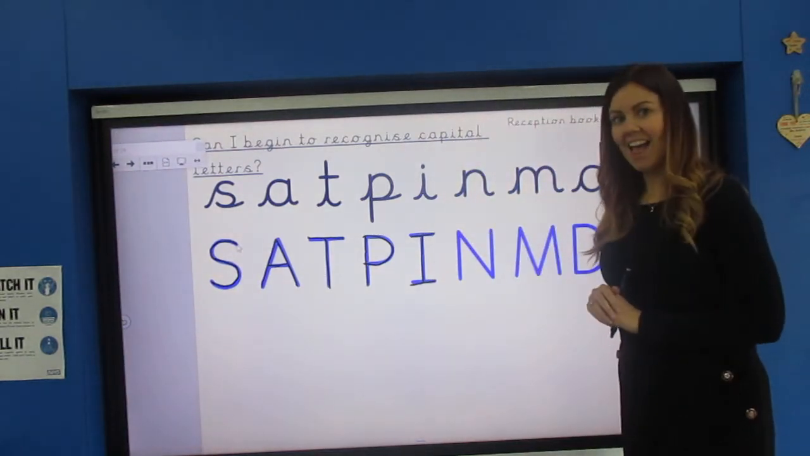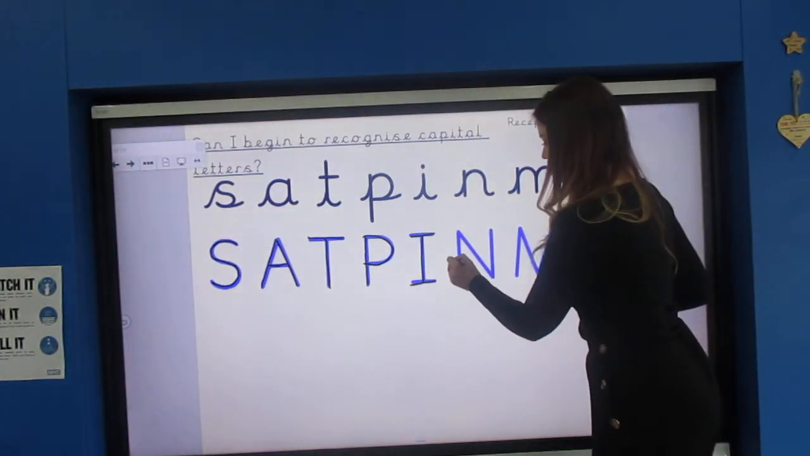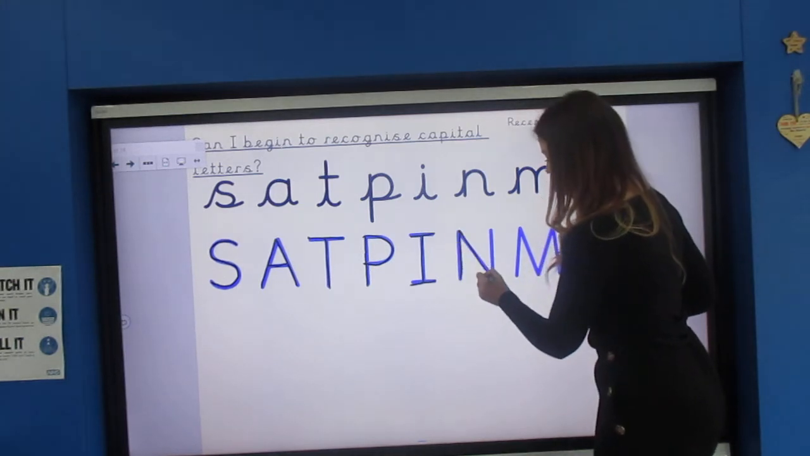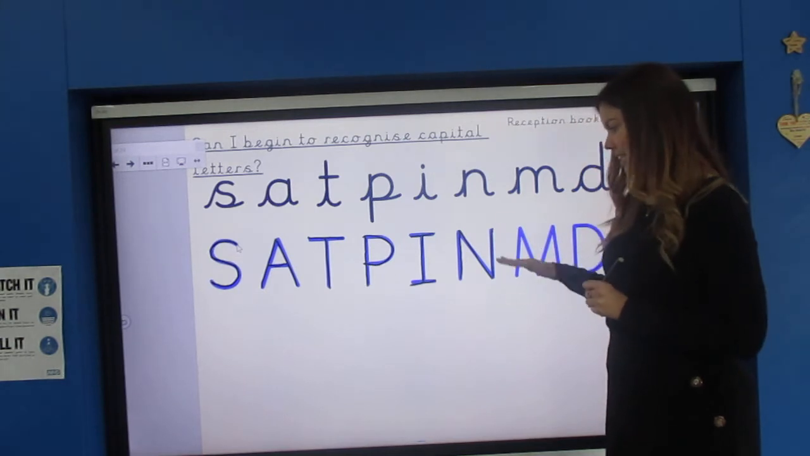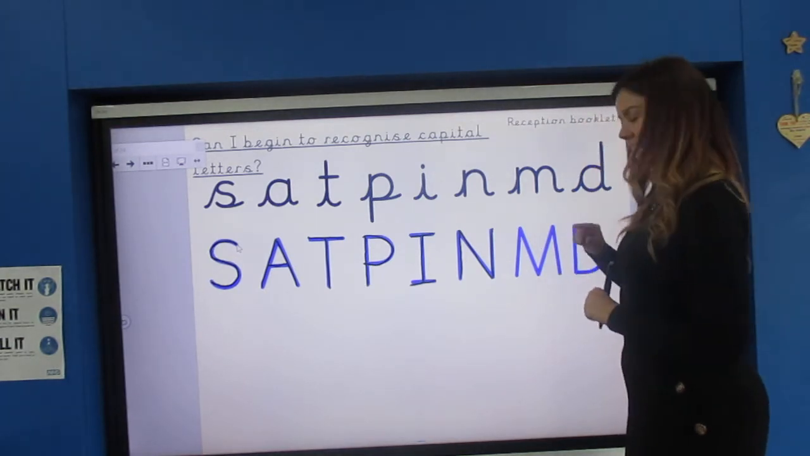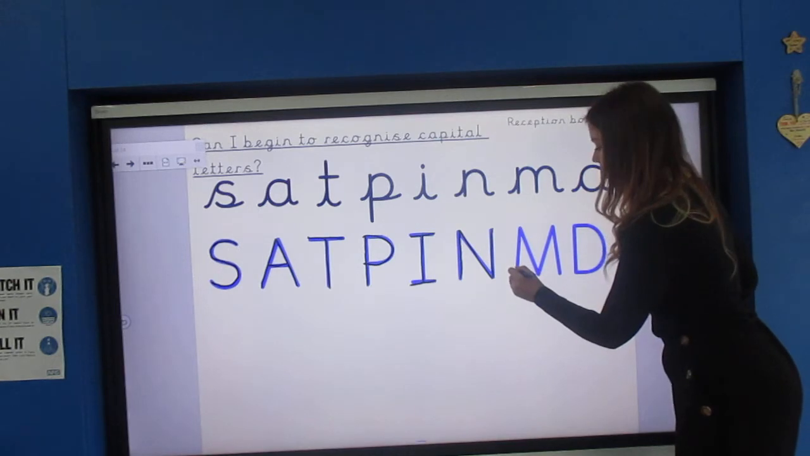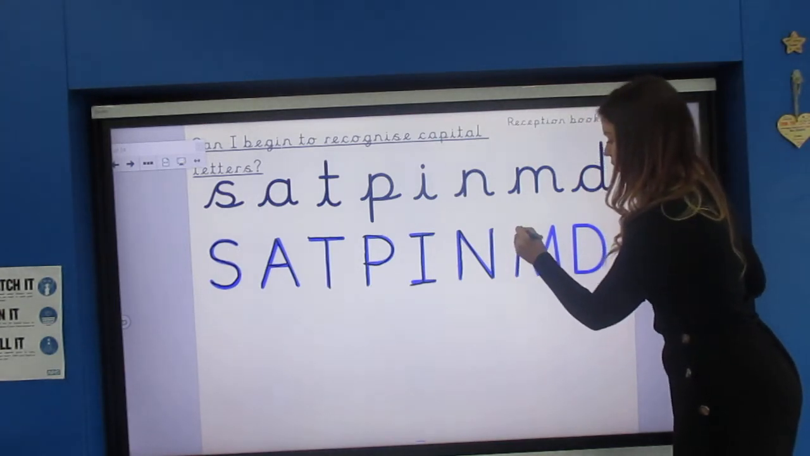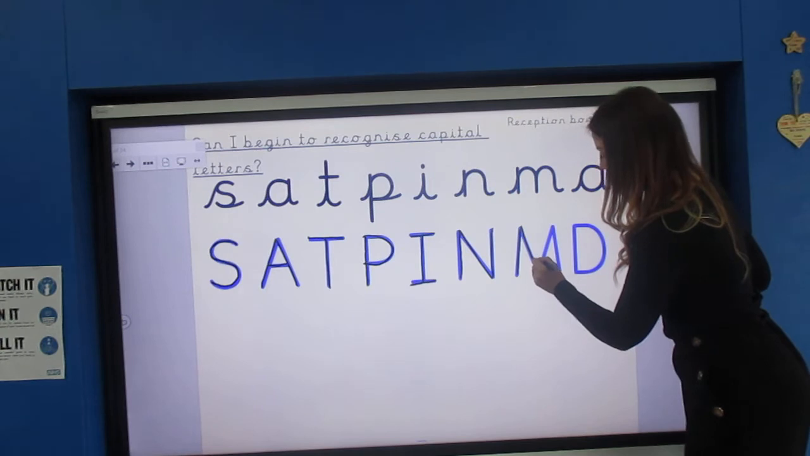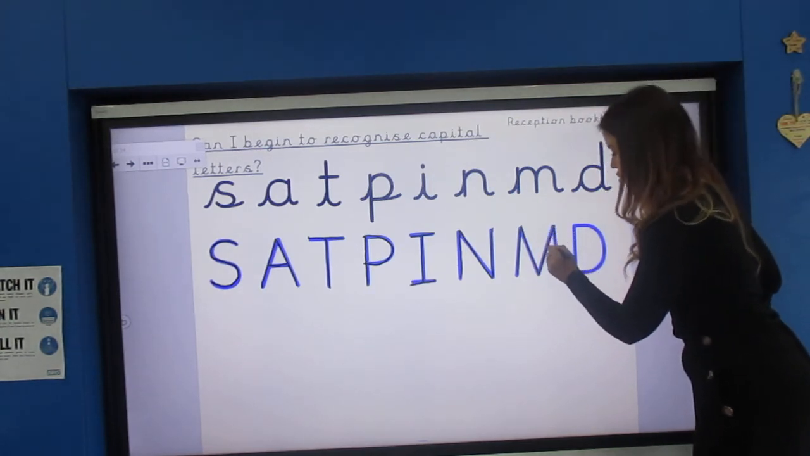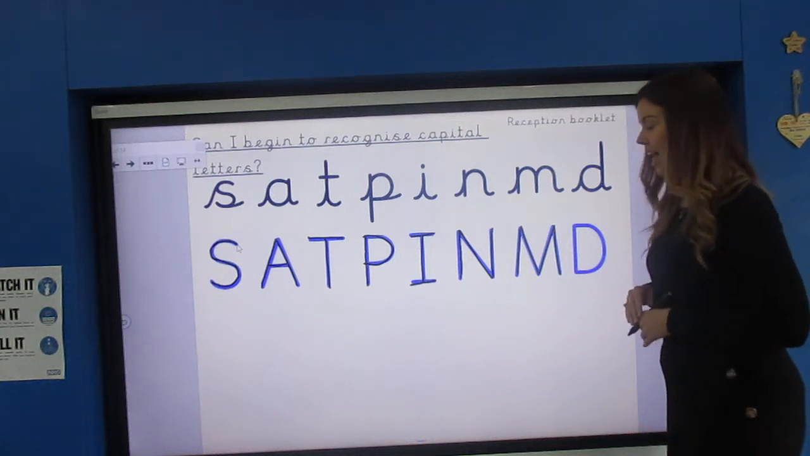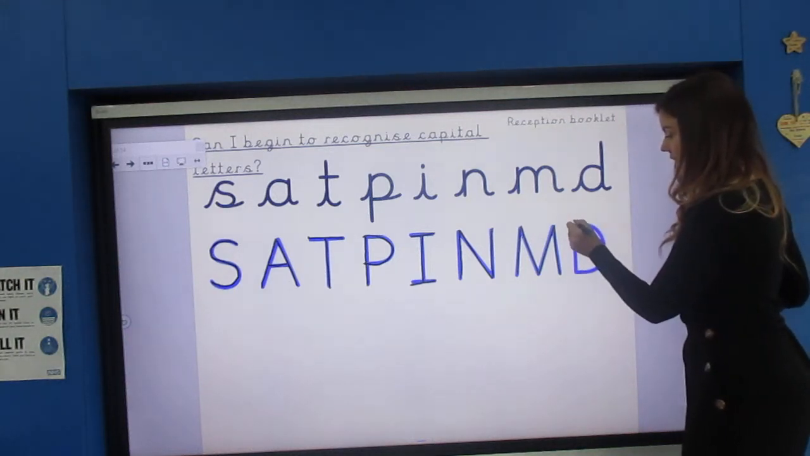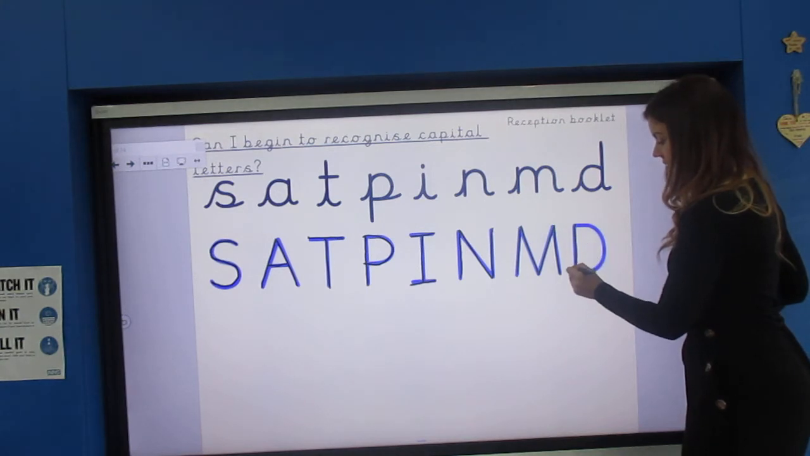Okay? The letter N, it goes up, down, up. And my pencil didn't come off the board at all for the letter N. Okay? Your letter M starts at the bottom, straight up, straight back down, straight back up and straight back down. Okay, there's your capital letter M. And the last one is D, a straight letter down and around.